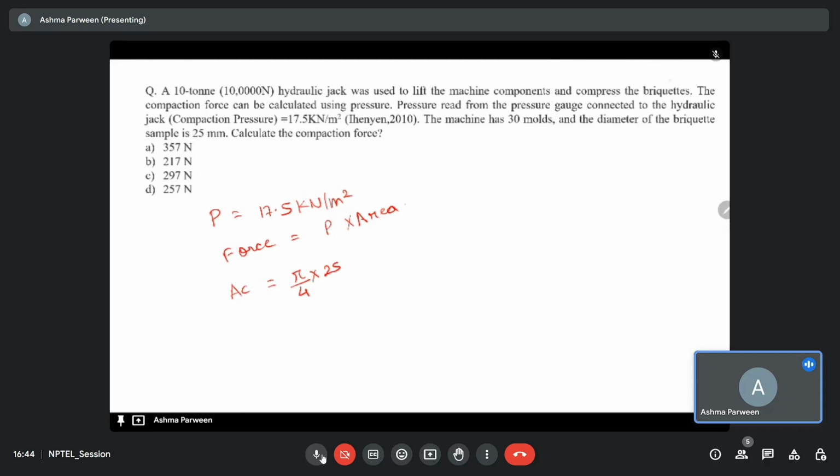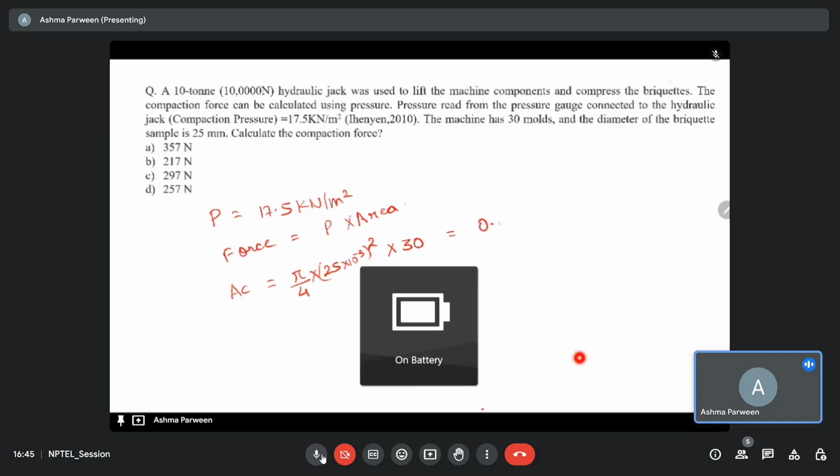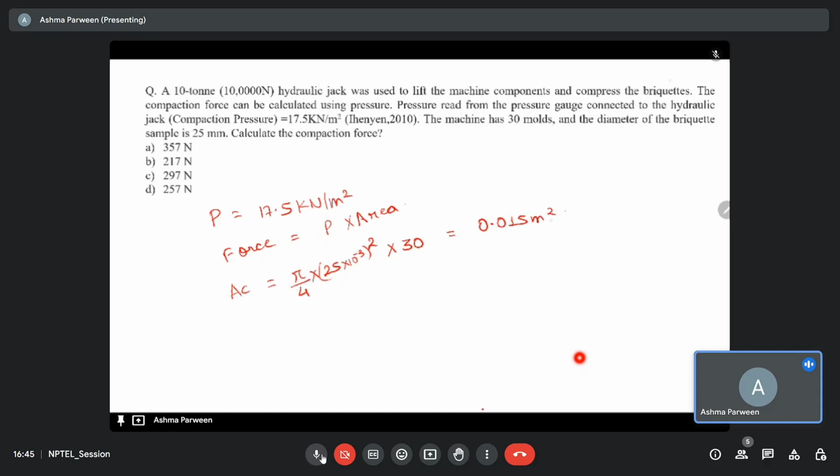So we will convert mm into meters. So it will be into 10 raised to minus 3. This is the area of each mold. We have 30 molds, so it will be into 30. So this will be the contact area. So it's coming out to be 0.015 meter square. So we got the contact area and compaction pressure is given.